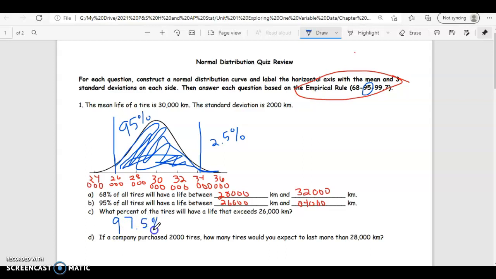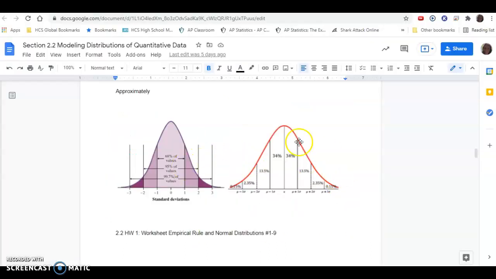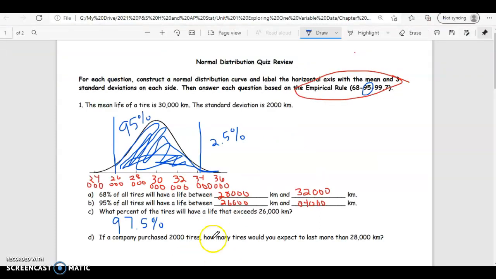Now you could also use the guided notes. You could go to the guided notes and use this breakdown curve, and you could have added all those percents, or you could have subtracted these two from 100. Either way, I just kind of used common sense there.